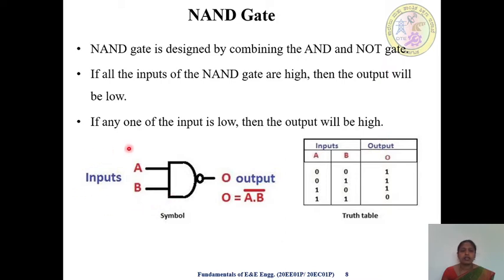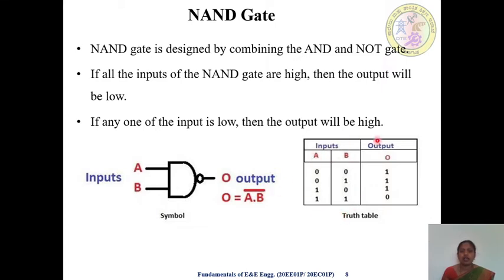This is the symbol representation of NAND gate. It consists of two inputs A and B and a single output. This is the symbol of AND gate. When it is added with a bubble, it is called a NAND gate. That means NAND gate is formed by adding the AND gate with the NOT gate. You will get the output. So the expression is O is equal to A dot B whole bar. This is the inversion of the AND gate.